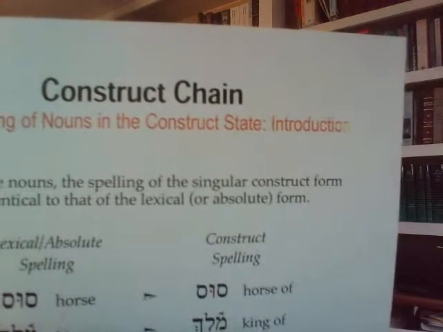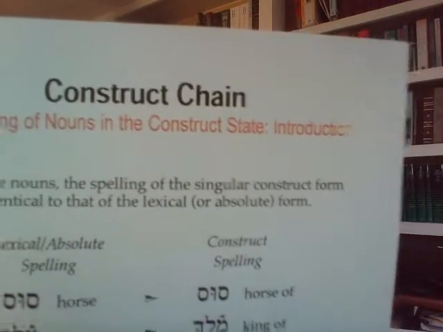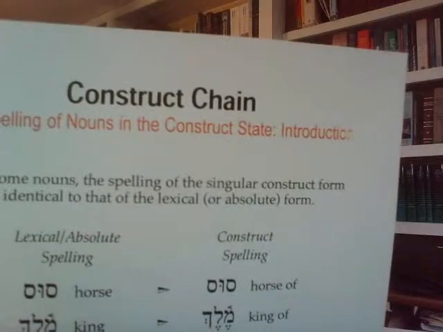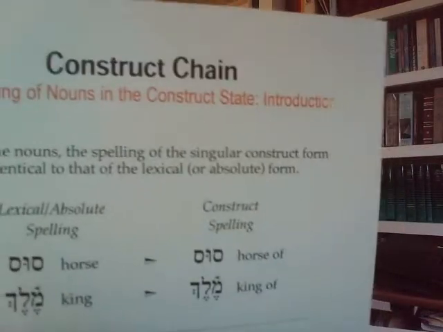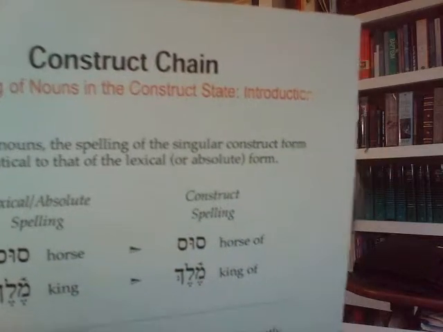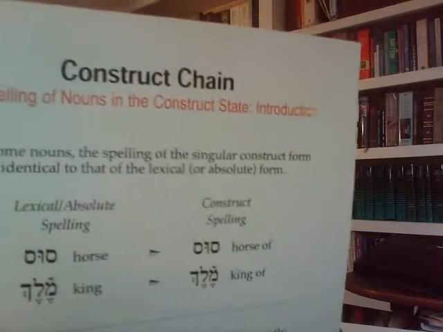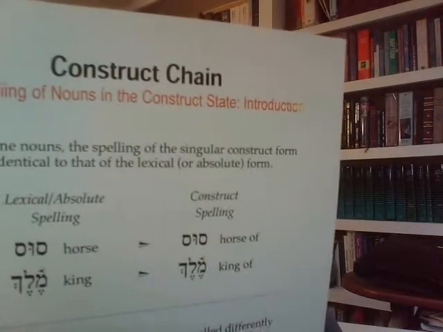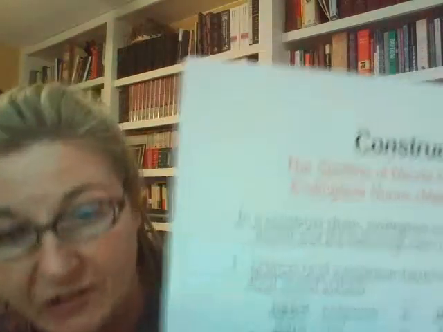Now, horse, or Sus, is monosyllabic, and it doesn't change spelling. And then Melek is a segolate, and the segolates do not change in spelling. So you're going to have to just work with that and look at the context to tell you which one's going to be which. Now, there's more with the construct chains.